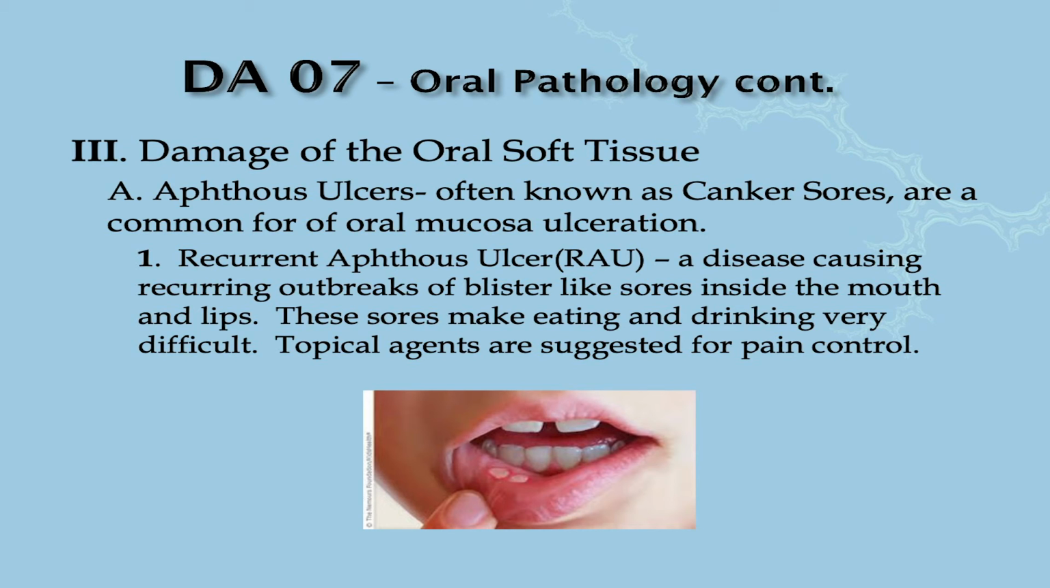Damage of the oral soft tissues. There is damage that can occur to oral soft tissues, including aphthous ulcers, which are also known as canker sores, and they're a form of oral mucosa ulceration. Recurrent aphthous ulcers are a disease that causes recurring outbreaks of blister-like sores inside the mouth and lips. These sores make it incredibly difficult to eat and drink. Topical agents are usually suggested for pain control.